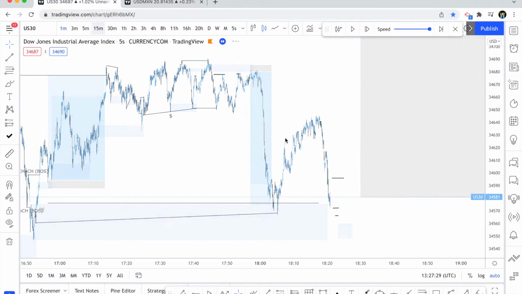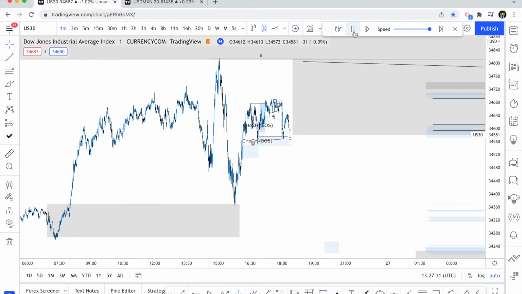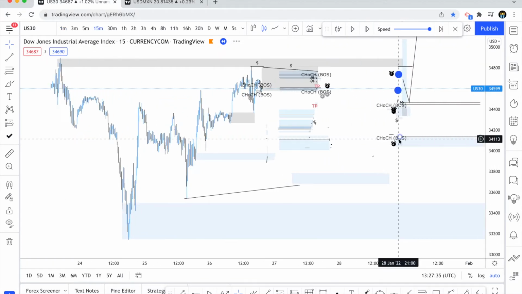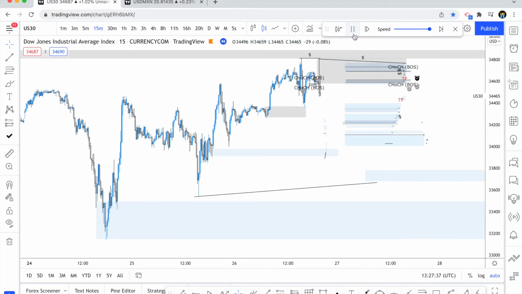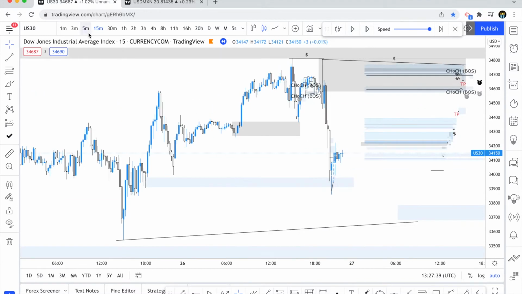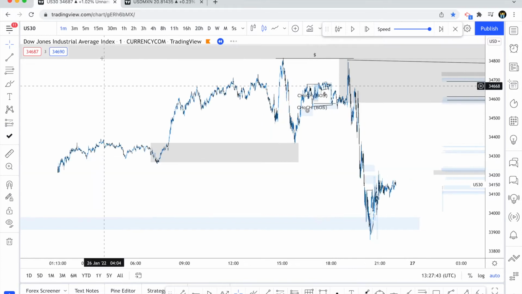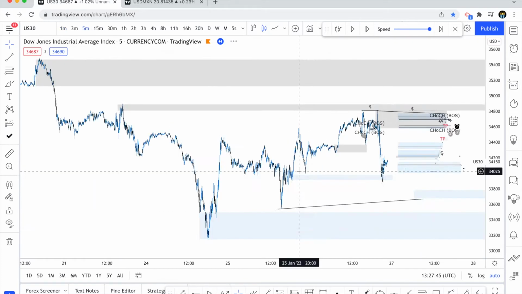All right, so let's move forward. We took a lot of scalping trades this week. Here we go, let's go all the way down. We started on a higher time frame again, which would have been the 5-minute for us.